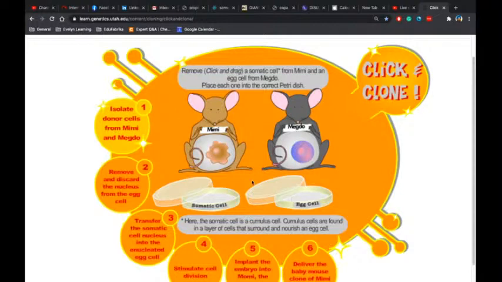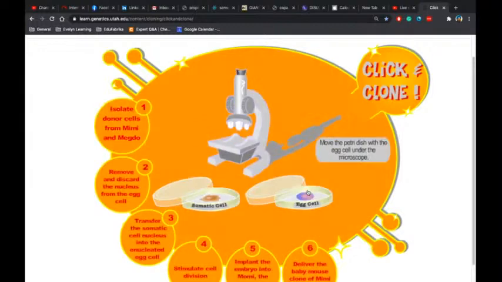Okay, let's clone. So here what you can see, this is a Mimi mouse, this is Magdo mouse. Okay, remove and click drag the somatic cells of Mimi and egg cells in Magdo dish. So we remove the Mimi cells into the somatic cells, and we remove the egg cells from Magdo here. So the somatic cells are from Mimi, and the egg cells are from Magdo.